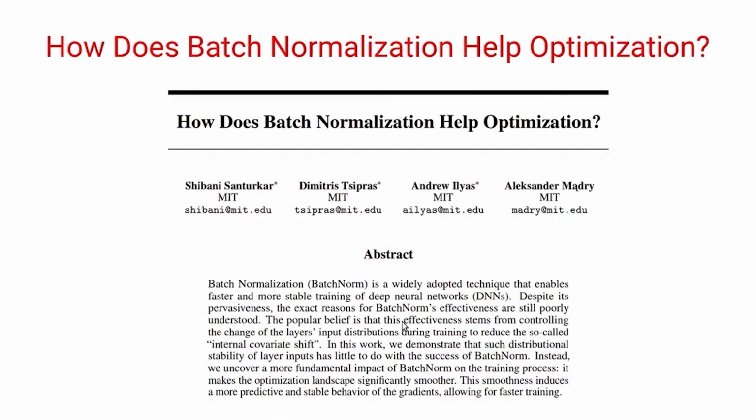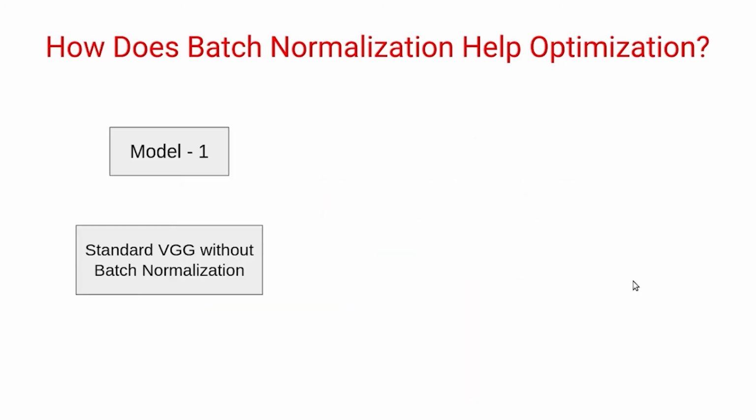However, in a study published in April 2019 by MIT researchers, they found that batch normalization actually does not solve the internal covariate shift problem. In this particular research paper, they trained 3 different models. First one was the standard VGG network without any batch normalization layer. Here, VGG is a name of architecture given to a deep neural network. We'll cover this later in this course.